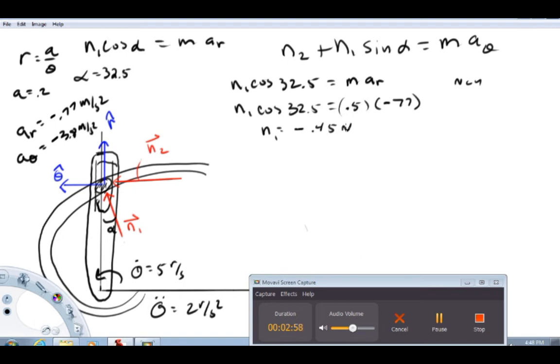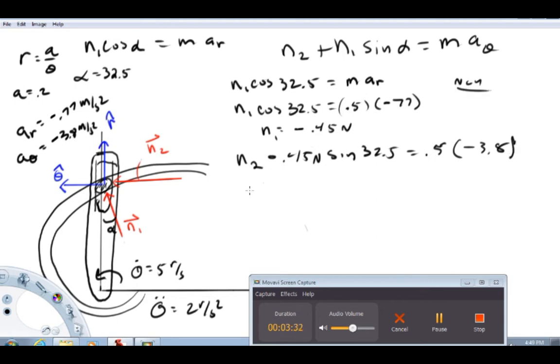Then the second equation we have, that's this one, so we're going to have N2 minus 0.45 newtons times the sine of 32.5 degrees is equal to the mass, which I think was 0.5 kilograms, times a sub theta. And we calculated a sub theta earlier to be negative 3.8 meter per second squared. I guess if I'm leaving units off anywhere, I'll leave them off everywhere.